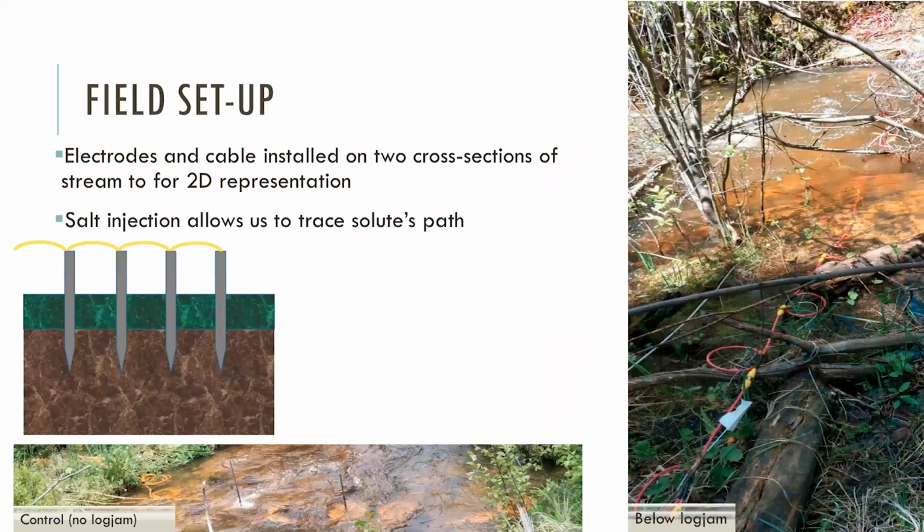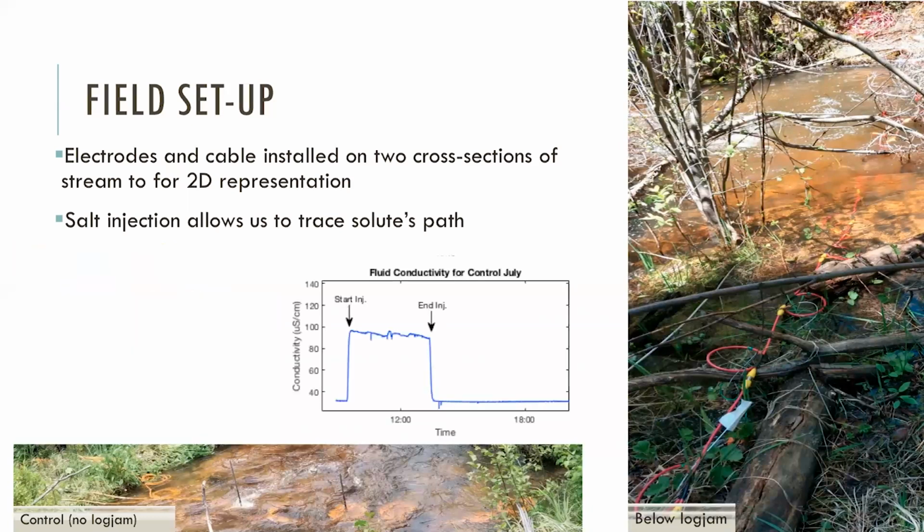Our setup goes like this. We put electrodes across the stream at two reaches, one on our logjam, as you can see in the right picture, and one on our control, in the picture below. We attach a cable to these electrodes and connect it to a resistivity meter. Then we inject salt upstream because it is conservative and also conductive. By conservative, I mean that when the solute is washed out of the stream, it's not harmful to the ecosystem, and it's conductive because salt itself is an electrolyte, and it's easy to detect on a graph, where we can see the start and the end of the injection.